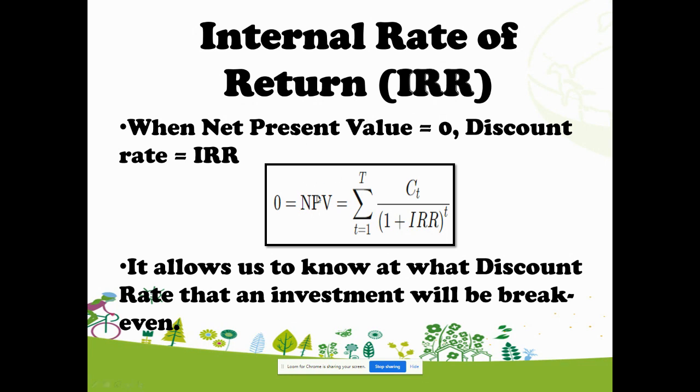So again, this is the formula of the NPV. It means that when the NPV equals zero, no gain, no loss, the R, the discount rate that we are using to calculate this NPV equal to zero, is what we call IRR. So IRR allows us to know at what discount rate an investment will break even, no gain and no loss.